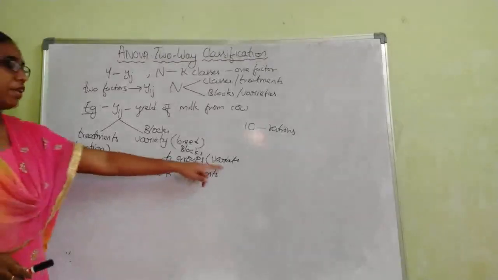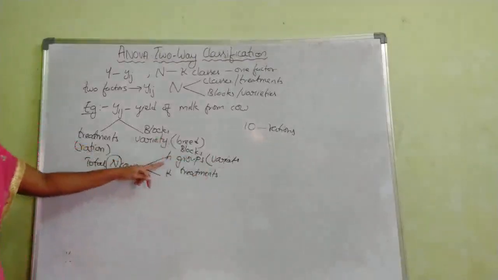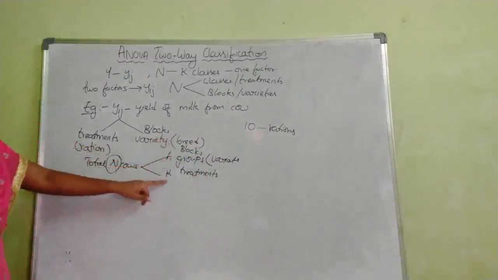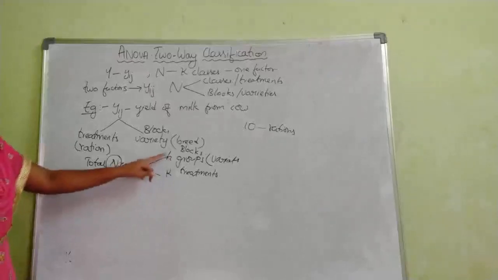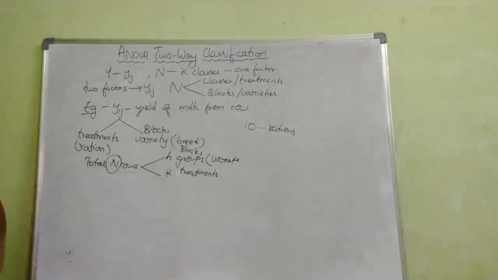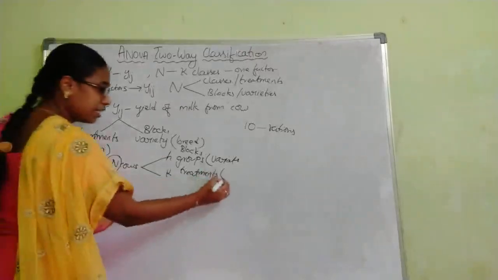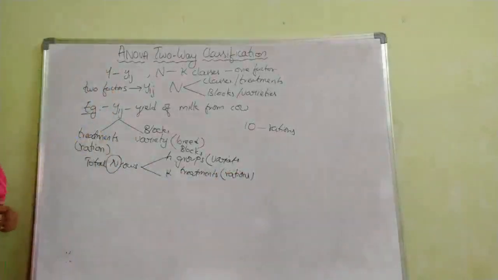So based on the breed and stock, means according to varieties, H groups are divided. Each group contains K classes or the K cows, and then we consider the effect of the Kth treatment. So Kth treatment means that is the rations. We are going to consider the effect of the rations given at random to the cows in each group.